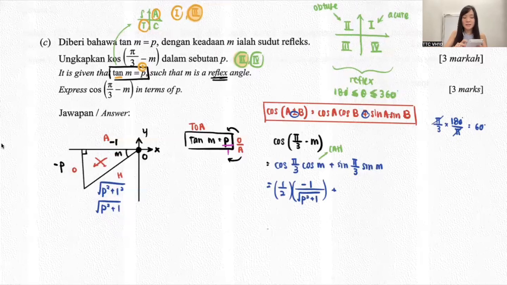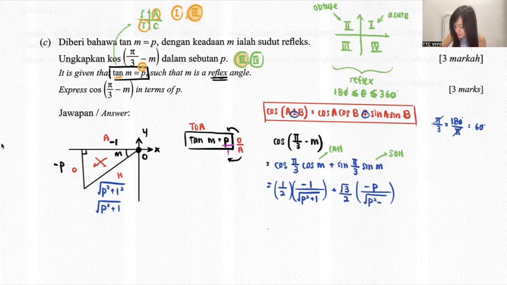Next one, sine. This value is 60 degree. Sine 60, okay, supposedly you need to memorize this value. So sine 60 degree is actually square root 3 over 2. Then sine m, again based on SOHCAHTOA. Sine is under SOH, so it's opposite over hypotenuse. So opposite is negative p. Hypotenuse is square root of p squared plus 1.